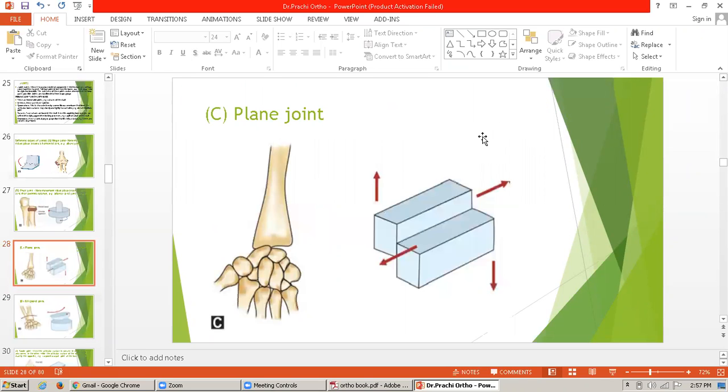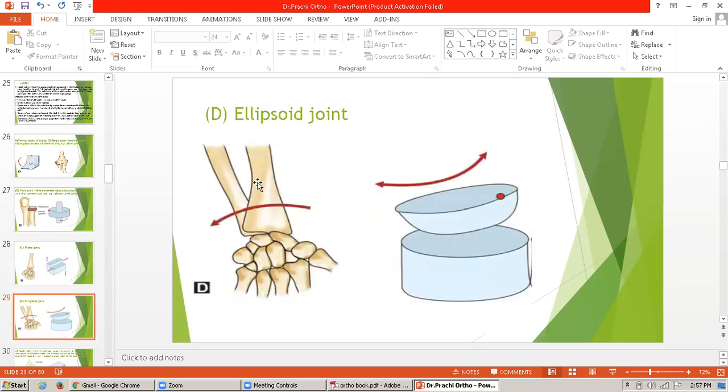Third one is the plane joint. So this is an example of the plane joint where the radius is attached to the carpus. This is an ellipsoid joint diagram. In that we can see how the radius and ulna are attached to each other. This one is an ellipsoid joint type.